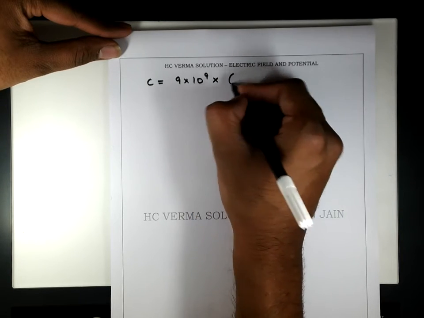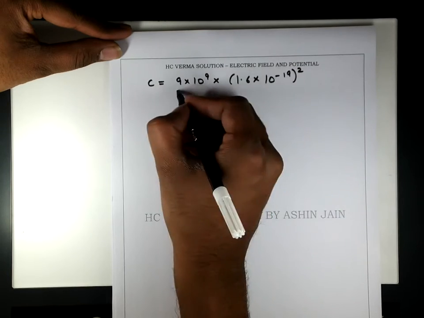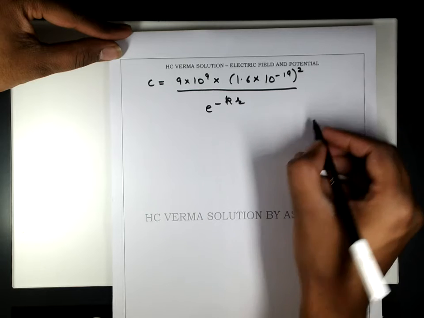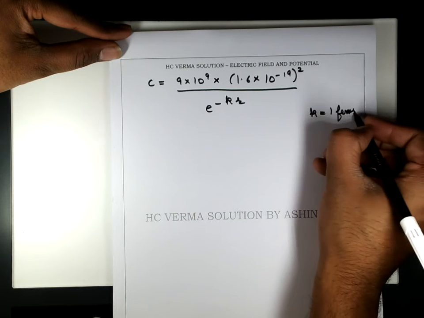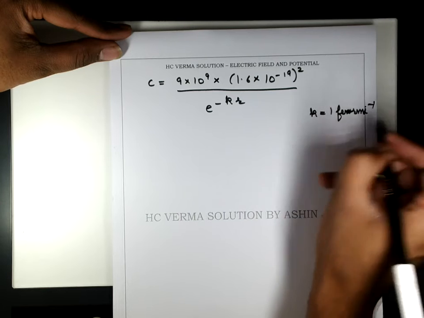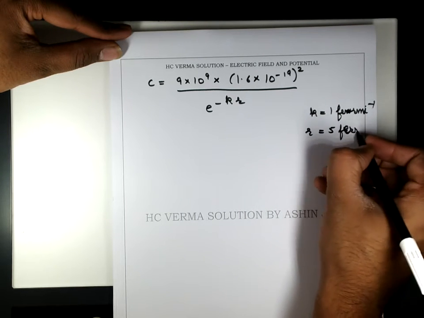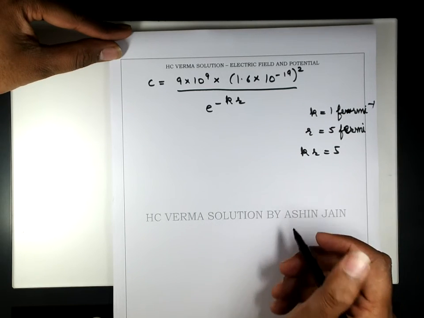into 1.6 into 10 to the power minus 19 whole squared divided by e to the power minus K into R, where K was given as 1 Fermi inverse and R was given as 5 Fermi. So K into R basically becomes equal to 5.